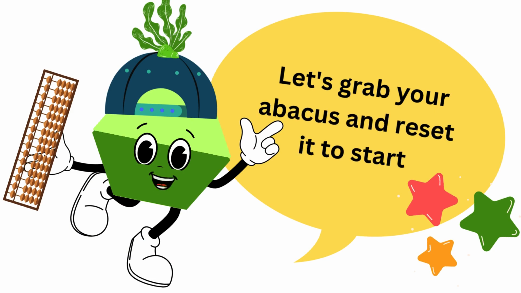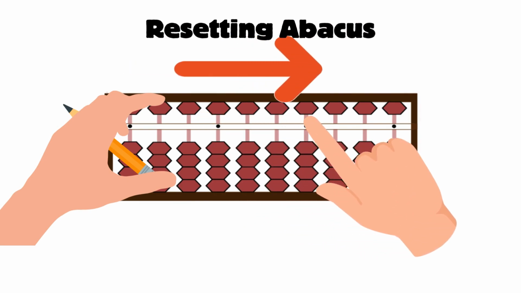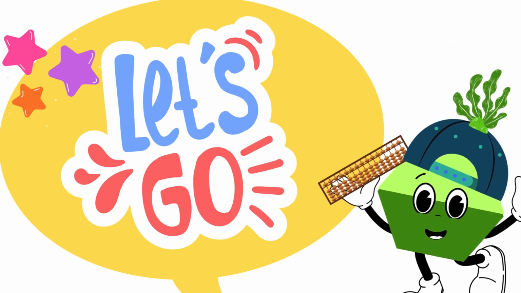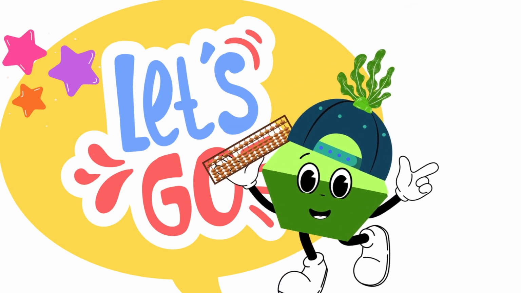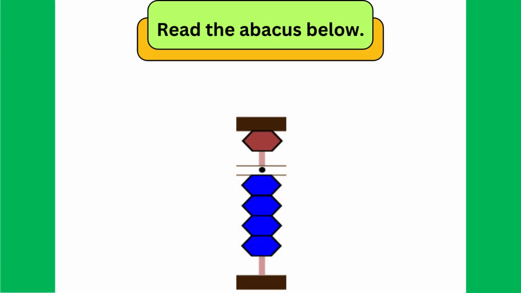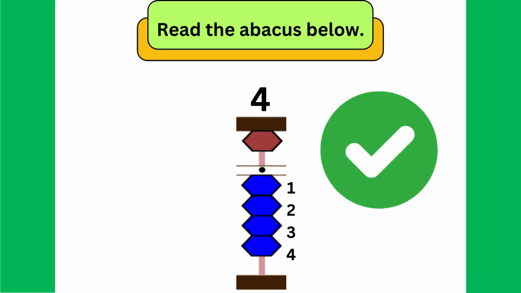Now, let's grab your abacus and reset it to start practicing. Let's go! Read the abacus below. There are 4 lower beads attached to the bar, so the abacus represents the number 4.